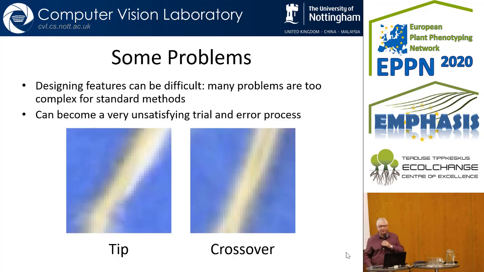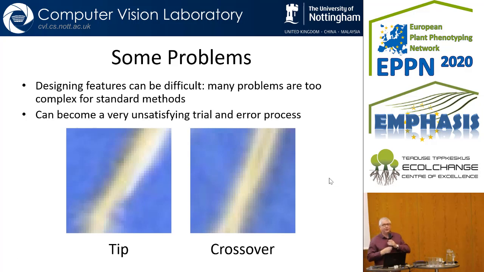So this is another piece of image, a couple of images from our RootNav data. This one is a tip, a root tip. You can probably just see that it is there. Okay. And then there's two roots crossing over and there's no tip.